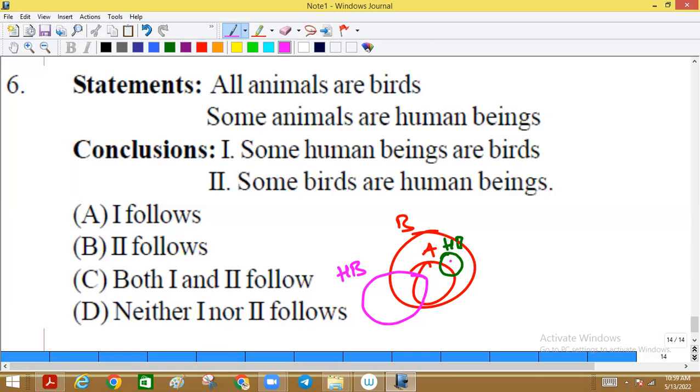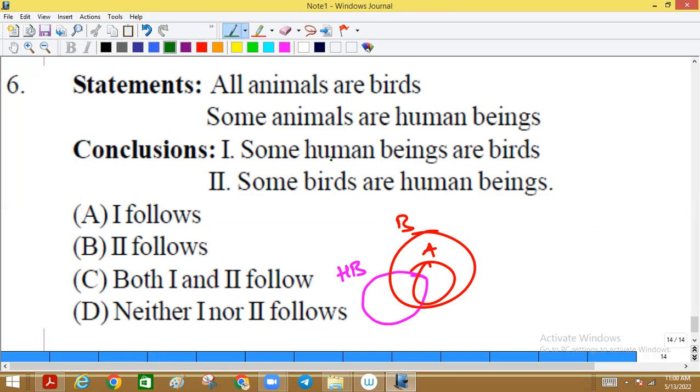If I draw like this, it indicates that all human beings are birds because it is maximum intersection. It is going inside, no? So that is the reason you have to always draw minimum intersection. Got the logic? Why I said to take minimum intersection? This is the logic. Okay.